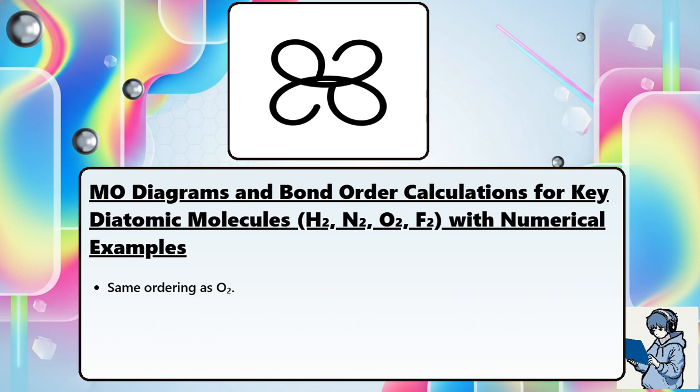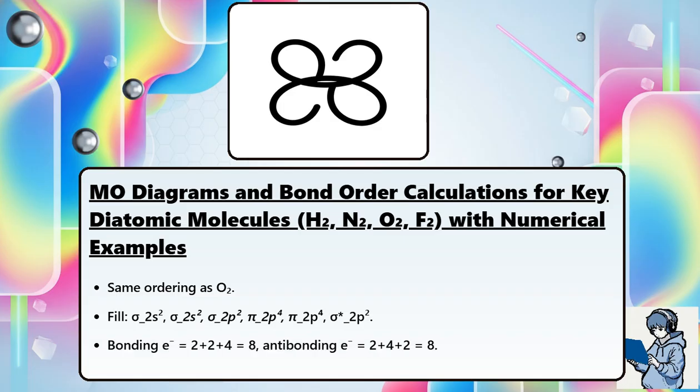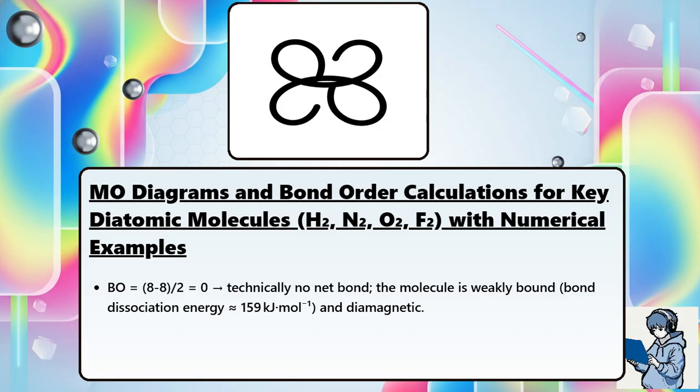F2. Same ordering as O2. Fill sigma 2s squared, sigma star 2s squared, sigma 2p squared, pi 2p to the fourth, pi star 2p to the fourth, sigma star 2p squared. Bonding electrons equals 2 plus 2 plus 4 equals 8. Antibonding electrons equals 2 plus 4 plus 2 equals 8. BO equals (8 minus 8) divided by 2 equals 0, technically no net bond. The molecule is weakly bound. Bond dissociation energy approximately 159 kilojoules per mole, and diamagnetic.